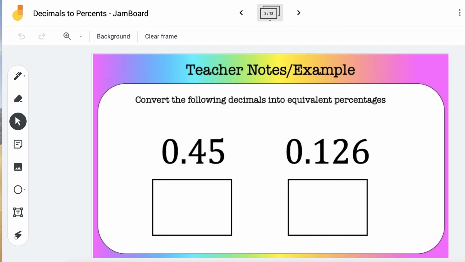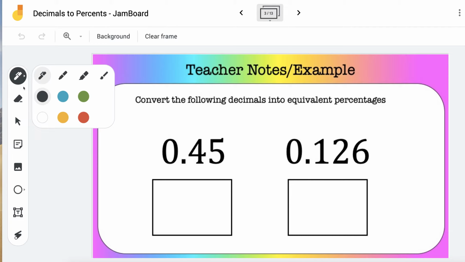Hey everybody, in this video we're going to convert decimals into equivalent percentages, okay? So here's the simple rule you've got to remember about this. Percent means out of 100, okay? So what we're going to do is multiply each one of these decimals by 100 to get our percentage, okay? So come over here and grab a marker or a pen, whatever you like.